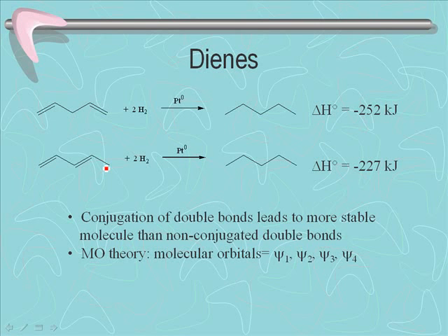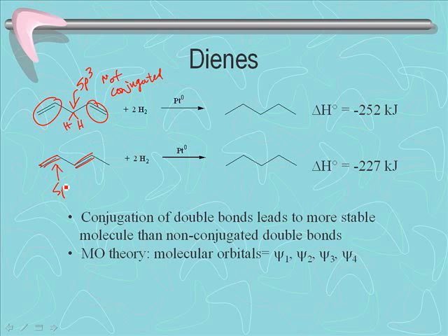Let's look at dienes. This molecule has two carbon-carbon double bonds separated by an sp3 hybridized carbon atom. As a result, the two carbon-carbon double bonds are not conjugated with one another. In the bottom example, the two carbon-carbon double bonds are directly attached to one another. The sp2 atoms of the two alkenes are directly bonded together.